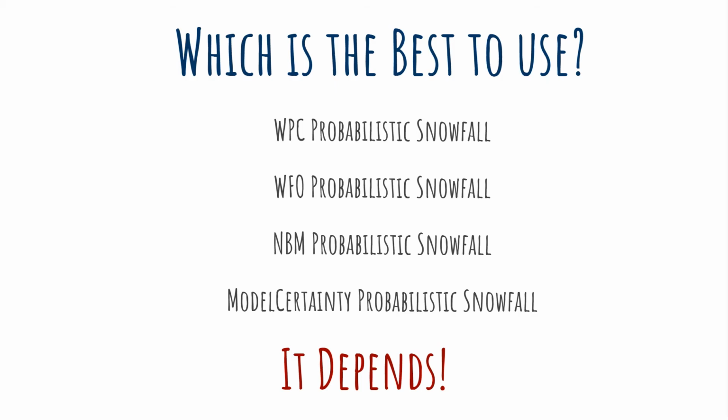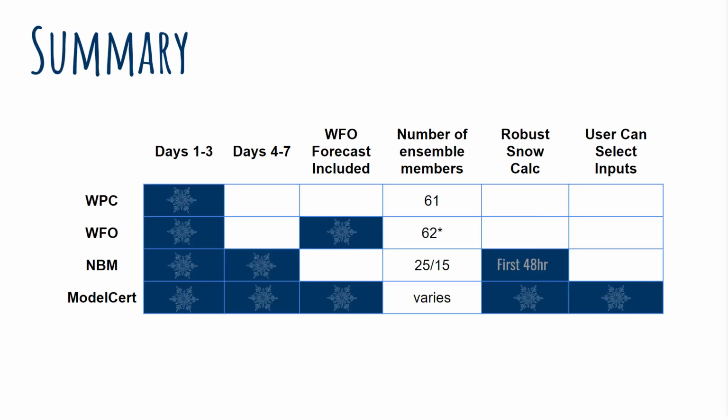So you may be asking yourself now, great, but which one is best to use? Well, it really depends on the situation. Here's a quick summary slide that should help you remember the advantages and limitations of each of the ProbSnow guidance sets. Just to review, all of the guidance is available for days 1 through 3, but only the NBM and Model Certainty are available for days 4 through 7.